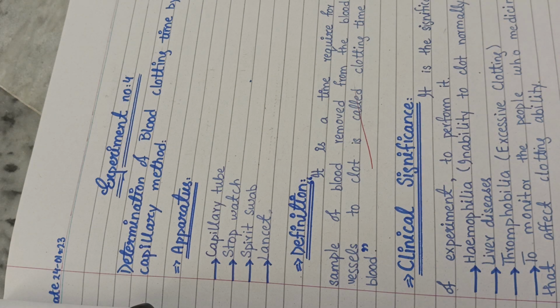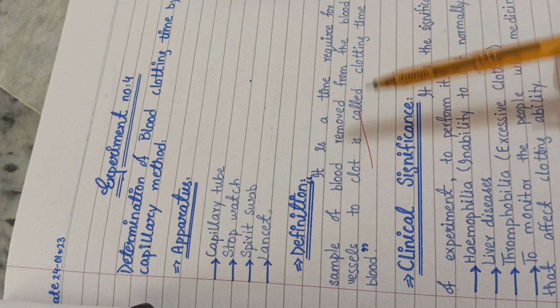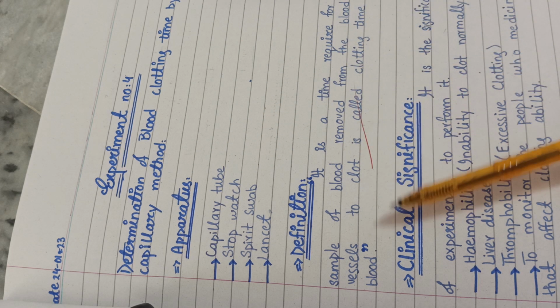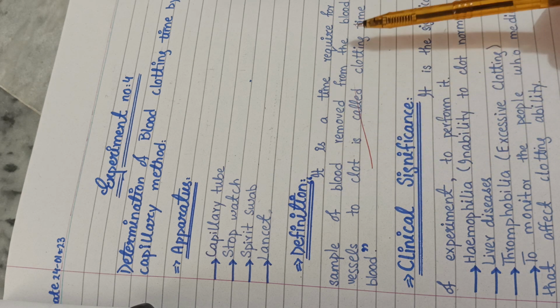Now there is another experiment. In this method we are calculating blood clotting by the capillary method. So in this method you are going to take a capillary tube. Again you will define what the blood clotting time is. It is the time required between the appearance of the first drop up to the appearance of the last drop.